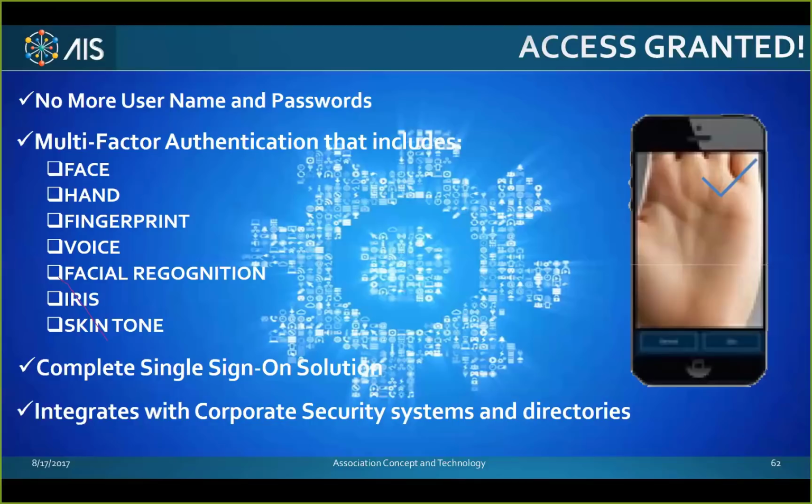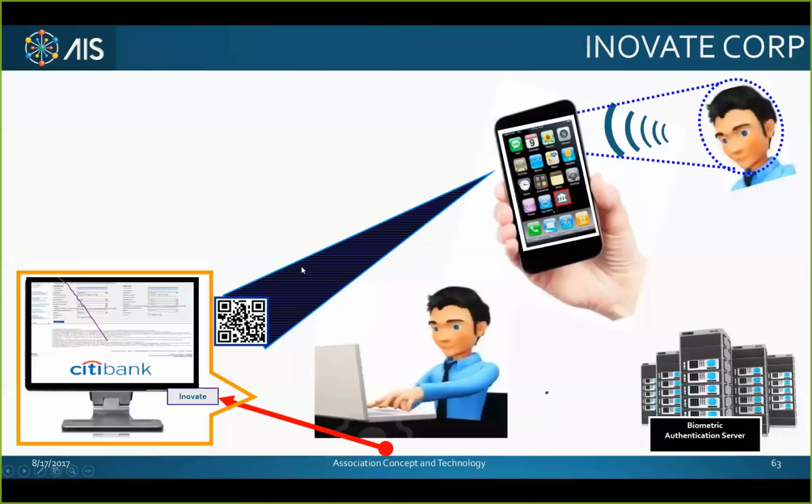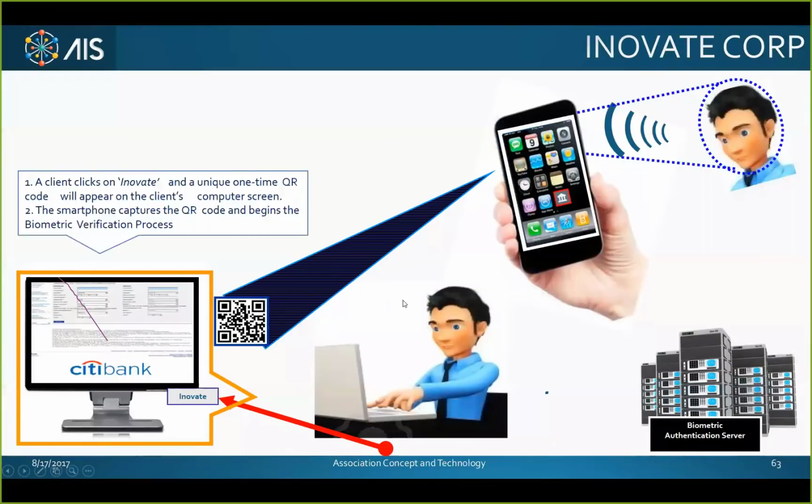And it will, of course, integrate with any corporate security system and directory. So your palm print is there. It's really quite amazing. And this all accomplishes itself in 4 seconds, by the way. So again, a client clicks onto Innovate, and a unique one-time code will appear on the client's screen. This is just one mechanism. There are 3 others, by the way.